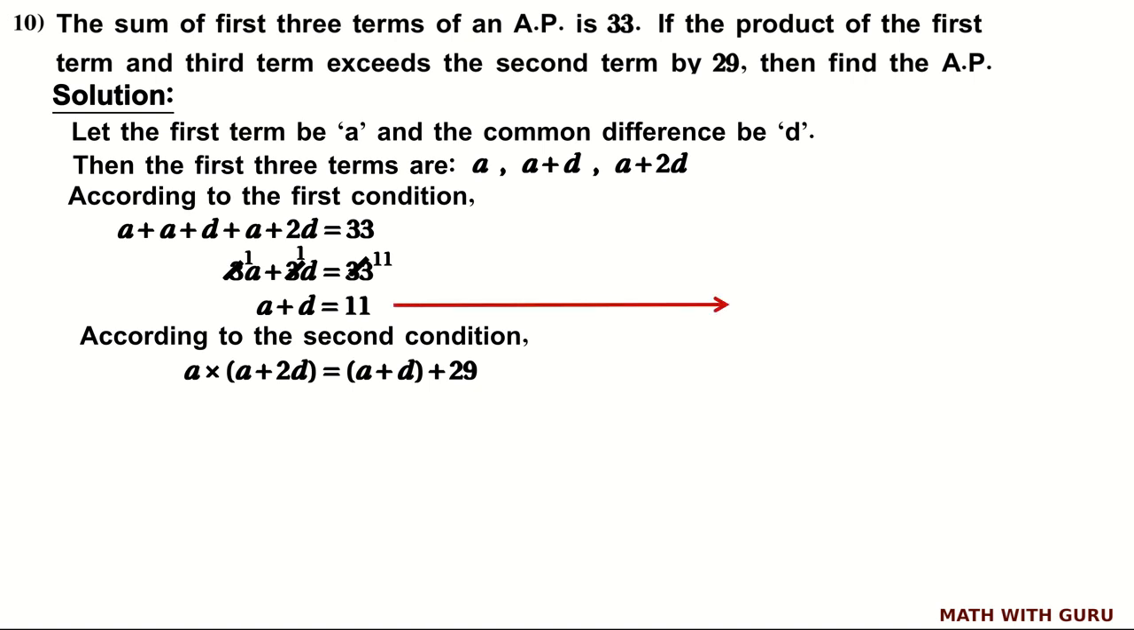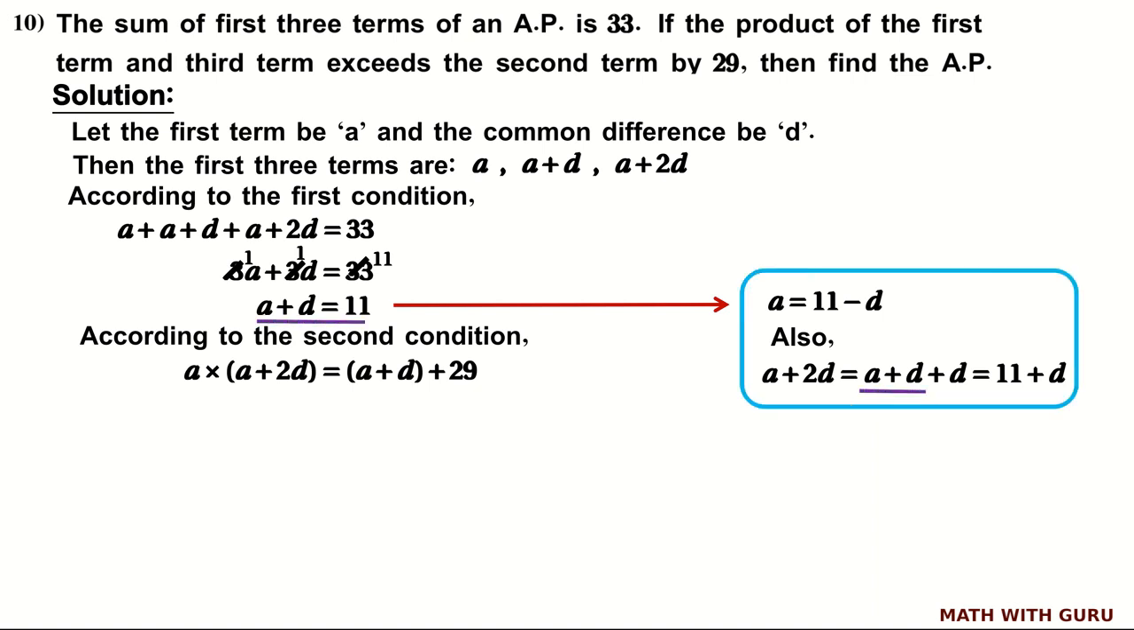Now consider this. A plus D equals 11, so A equals 11 minus D. Also, A plus 2D equals A plus D plus D. A plus D is 11, therefore this would be equal to 11 plus D. A is 11 minus D. A plus 2D is 11 plus D, which equals 11 plus 29. A plus D is 11.